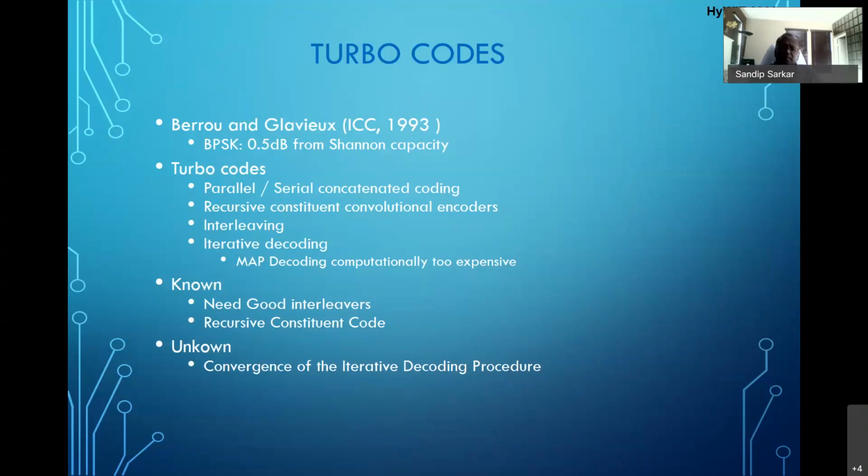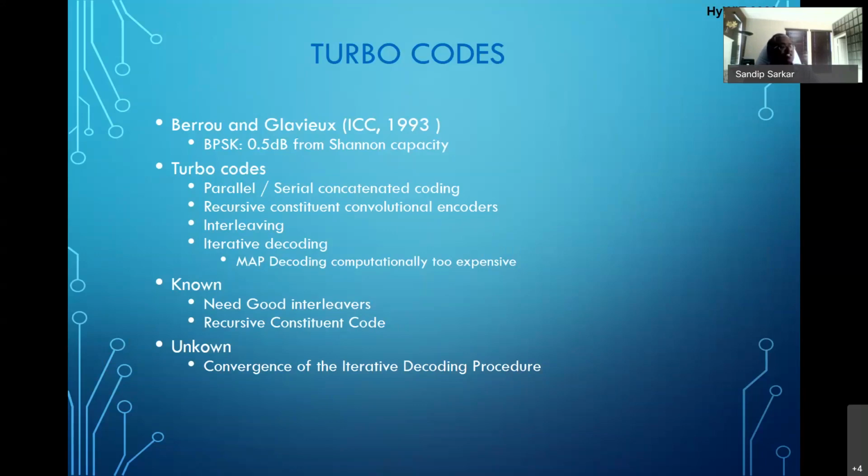They have parallel or serial concatenated coding with recursive constituent convolutional encoders. Now, I just said when we were talking about convolutional coders that we never use recursive, and I didn't elaborate on that. So let me elaborate a little bit on that here.